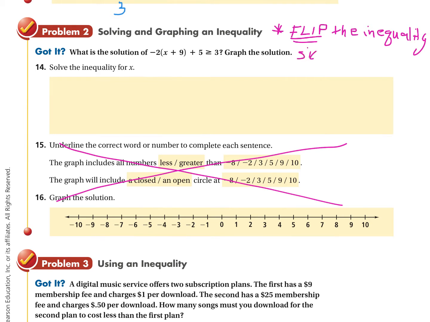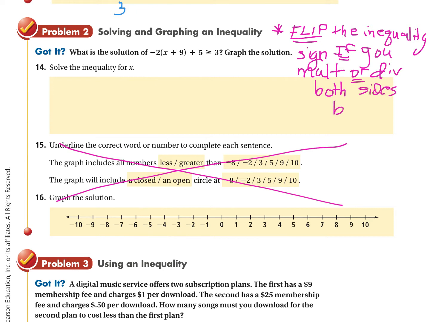Sign, if you multiply or divide both sides, that really means across the inequality sign, both sides by a negative value. So that's important. Everything else remains the same.